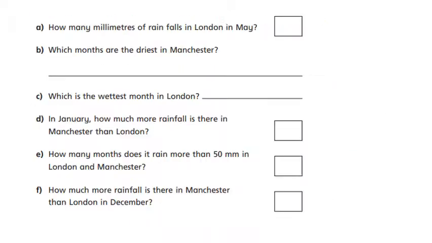So let's have a look at the questions. How many millimeters of rain falls in London in May? So I need to look at the London line, and I need to go to May. And then question B, it says Manchester, so you only focus on the Manchester line. So just be super careful with that.